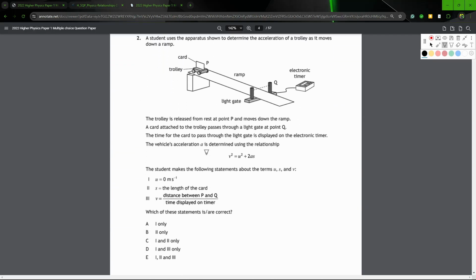I will move on to 2. A student uses the apparatus shown to determine the acceleration of a trolley as it moves down a ramp. The trolley is released from rest at point P and moves down the ramp. A card attached to the trolley passes through the light gate at point Q. The time for the card is displayed on the electronic timer. The acceleration a is determined using the relationship, which will be familiar to you. It's one of the two equations.